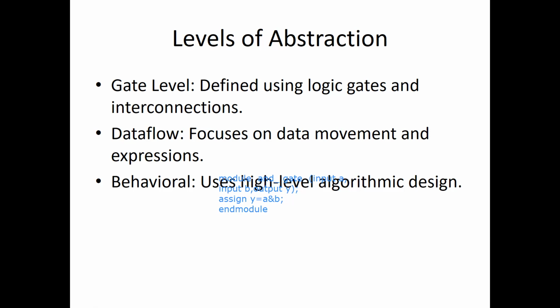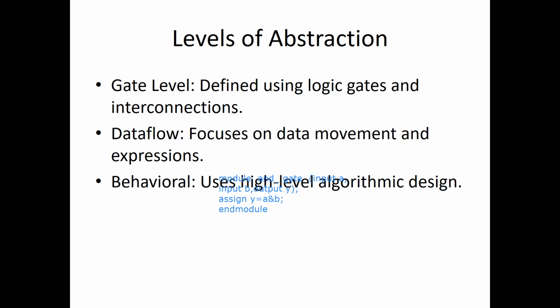Now comes the data flow. Data flow modeling defines how data flows using Boolean expressions. You can even use the assign statement with logical operators for data flow modeling. When you are using combinational logic, suppose an AND gate, what is the truth table? A, B: 0 0, 0 1, 1 0, 1 1. So when you have the truth table in hand, we can use data flow.